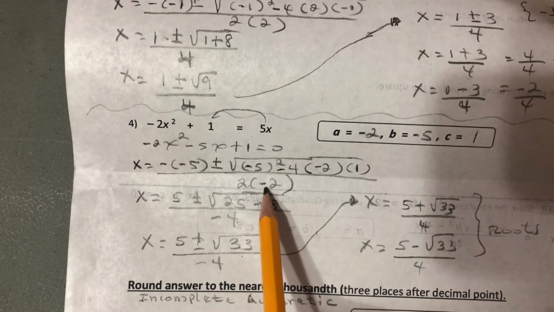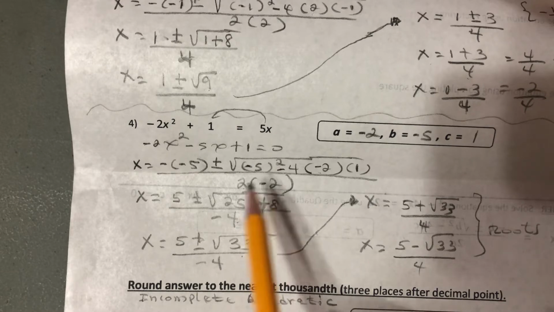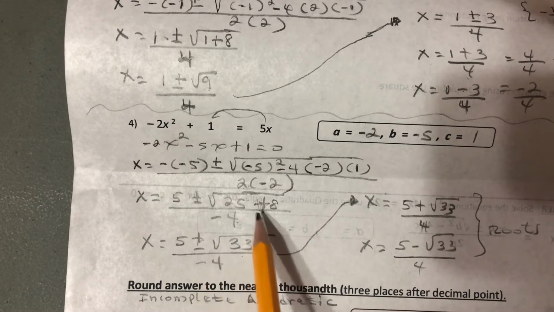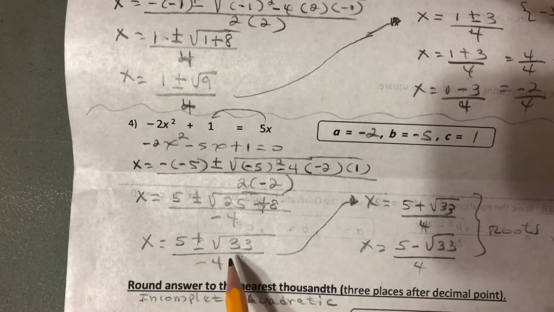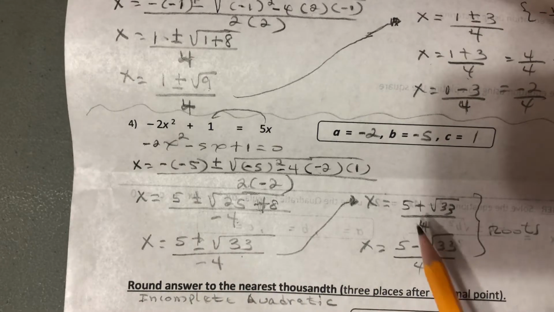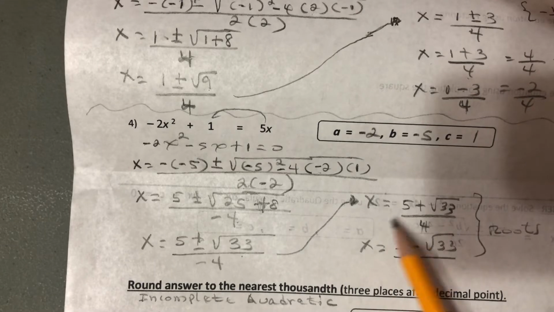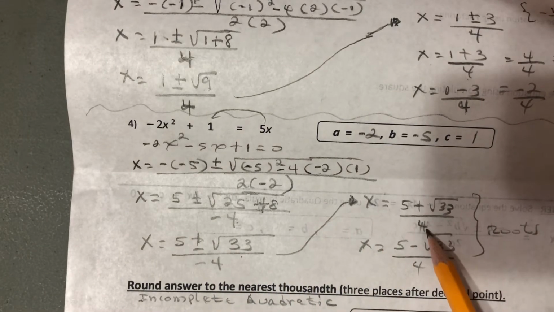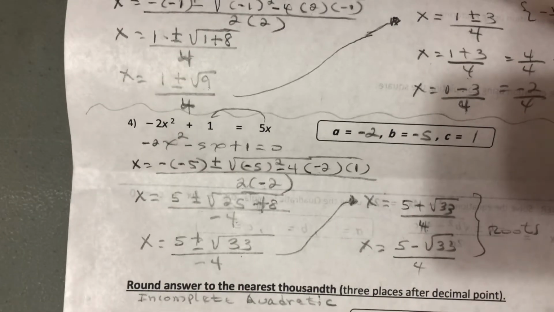Sometimes the A value is not always 1. It can be a different number, like in this situation, where it's negative 2. So when you do that, you have radical 33, and because it's not a perfect square, you have to split them, okay? You're going to do your positive first. You go from here: x equals (5 plus radical 33) divided by 4, and (5 minus radical 33) divided by 4, and that should be your roots.